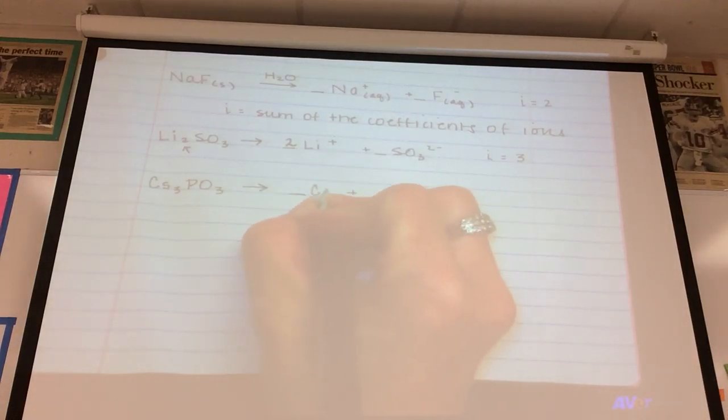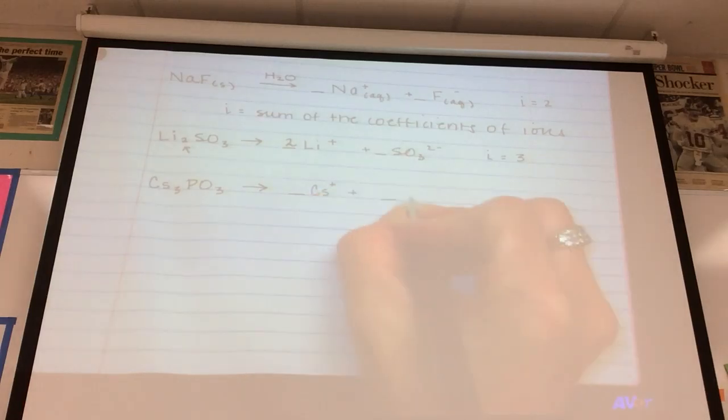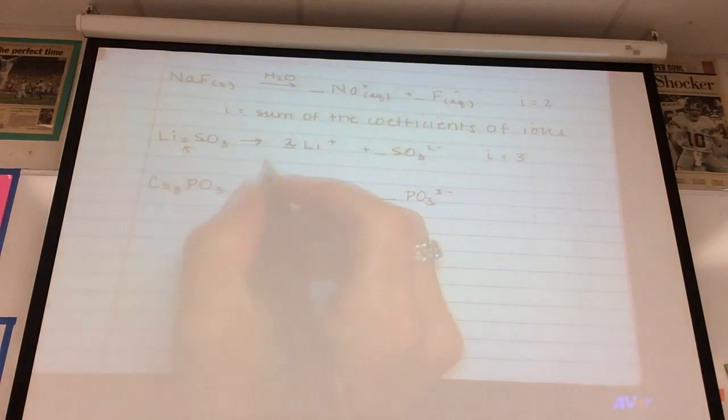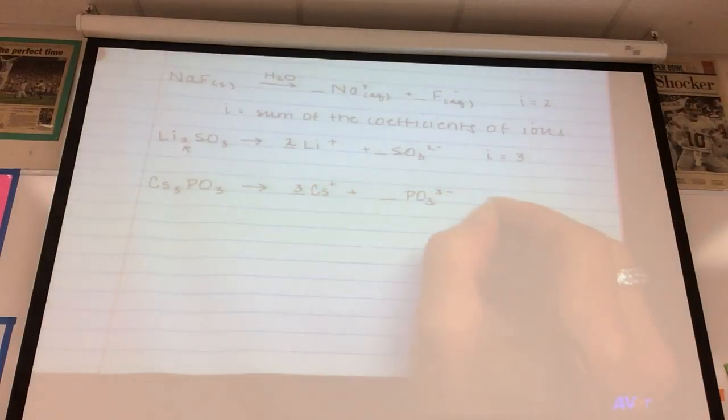So you have cesium ion, group 1, 1 plus, phosphite ion, and I know you were not required to memorize your polyatomics this year. For those of you moving on, it would be a good idea to get a good beat on it now. Balance, so I here would be.